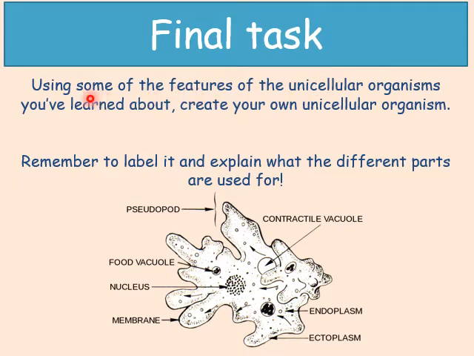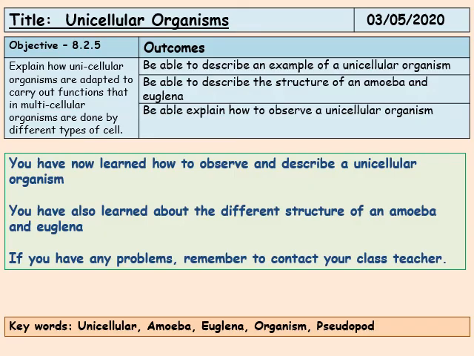If you would like, for one of your tasks, using some of the features of the unicellular organisms you've learned about, create your own unicellular organism. You can label it and explain what the different parts are for. If you'd like to draw that and send it to your teacher, that'd be great, or you can make one on the computer if you have the skills to do so. You can use anything. Remember, there's lots of types of unicellular organism.